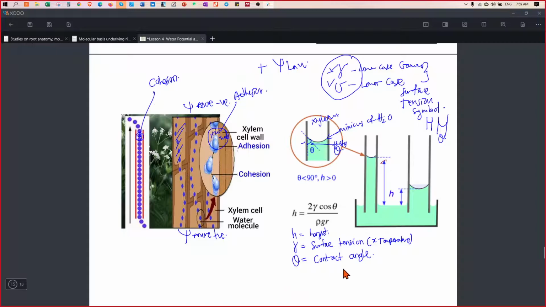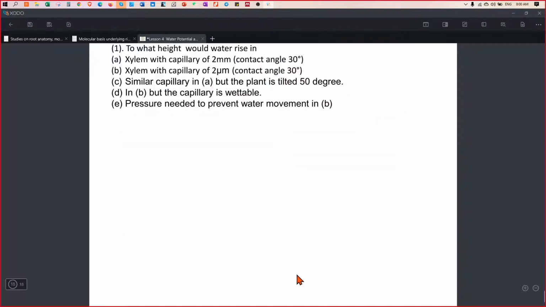What else? You have your, this is not P. This is rho. See, I shouldn't be writing it that way.